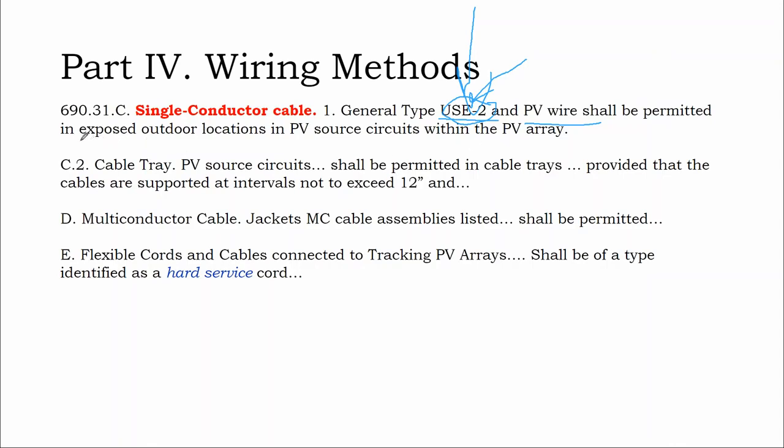What it says is in exposed outdoor locations and within the solar array. So, code is saying, look, this PV wire has a very thick jacket. We want you to transition into a thinner jacketed cable when you go inside the house and make it back to the inverter. Or they keep it outside.